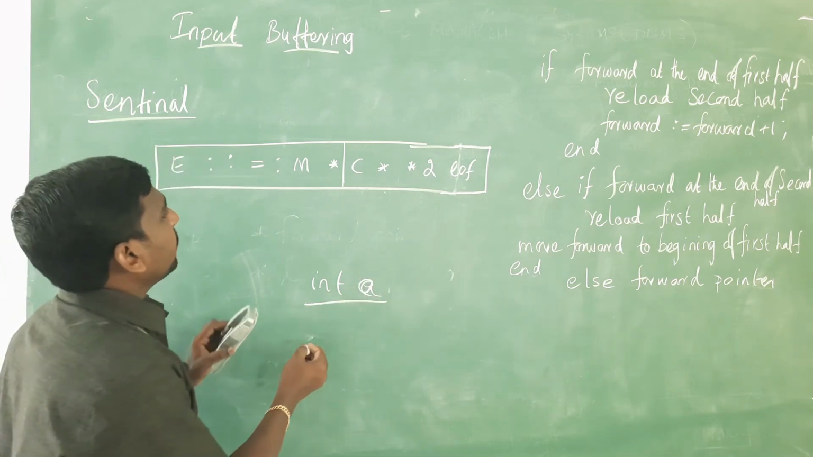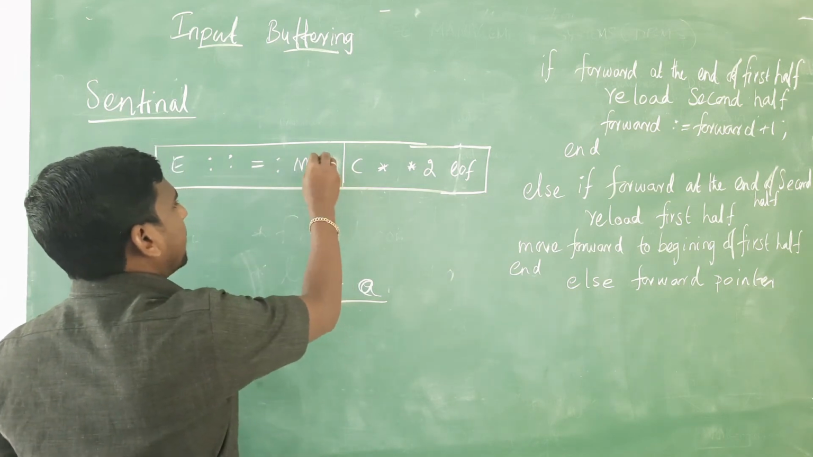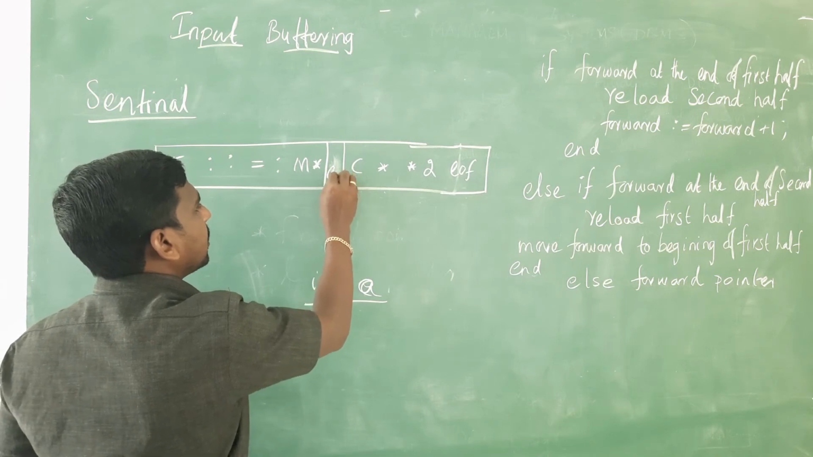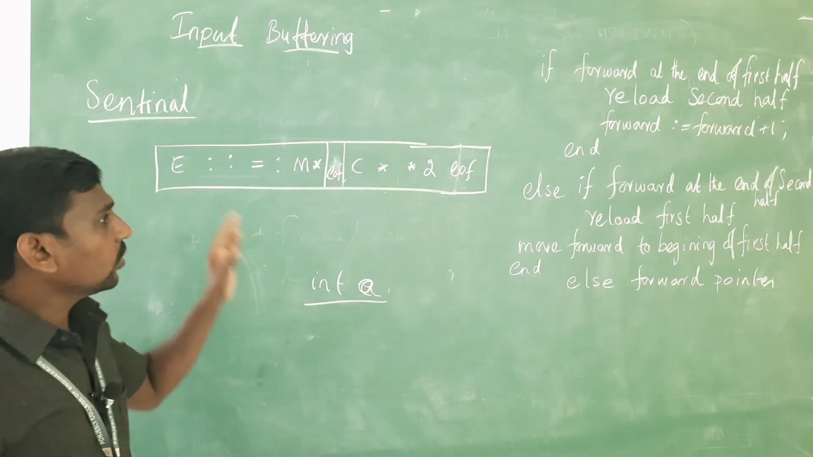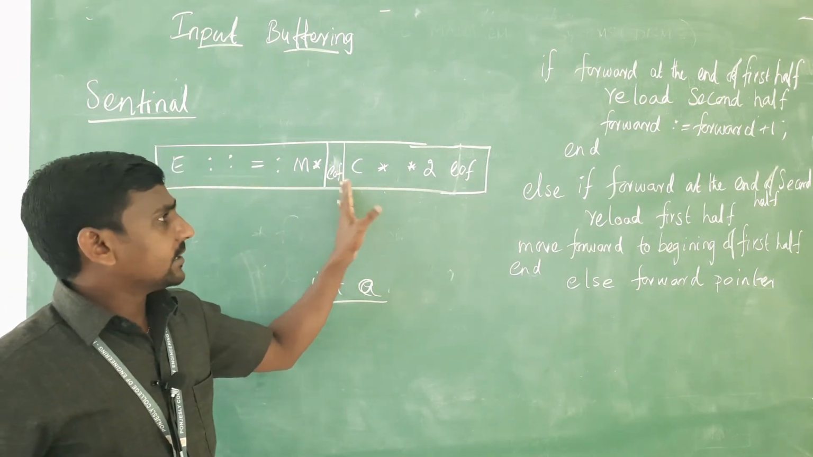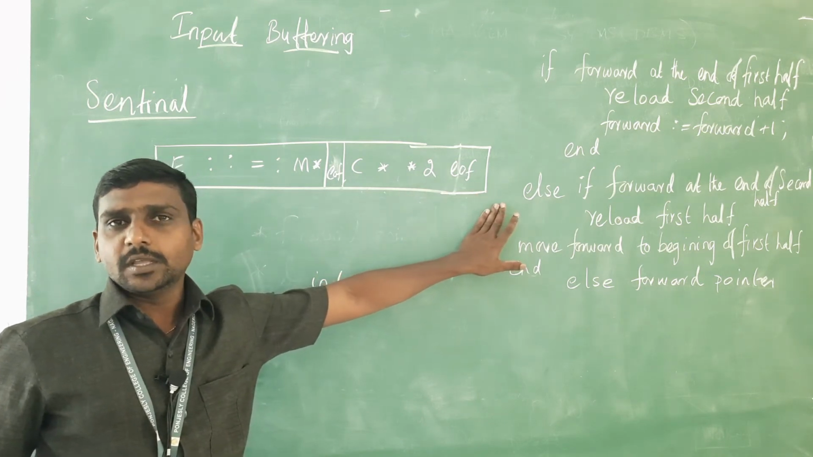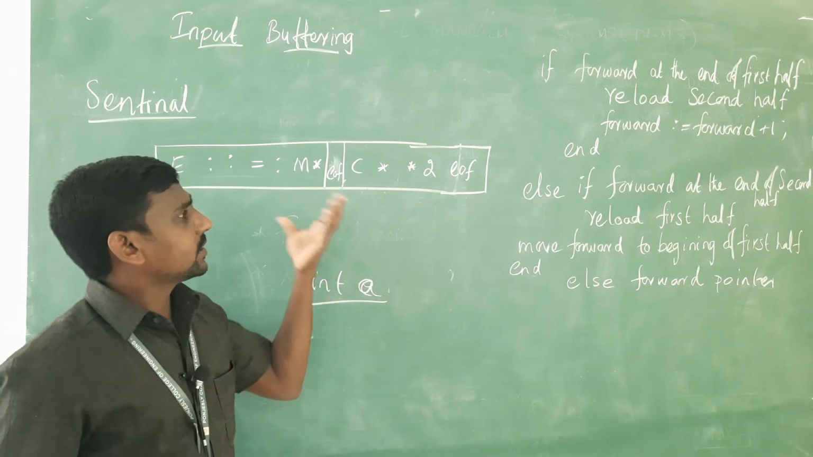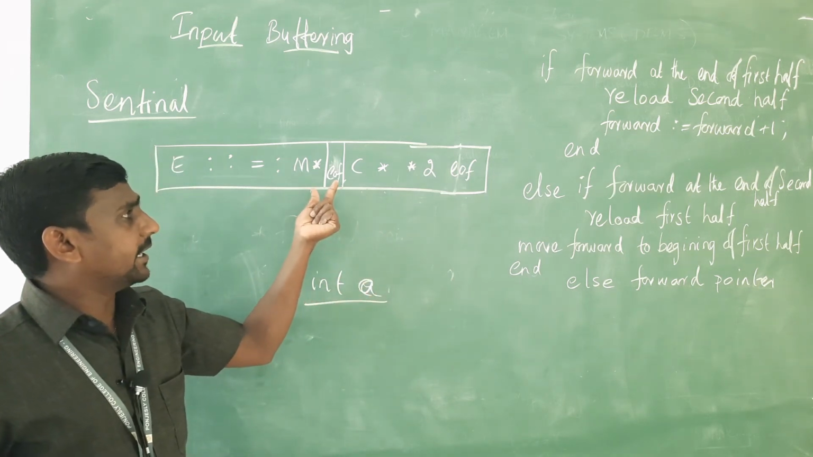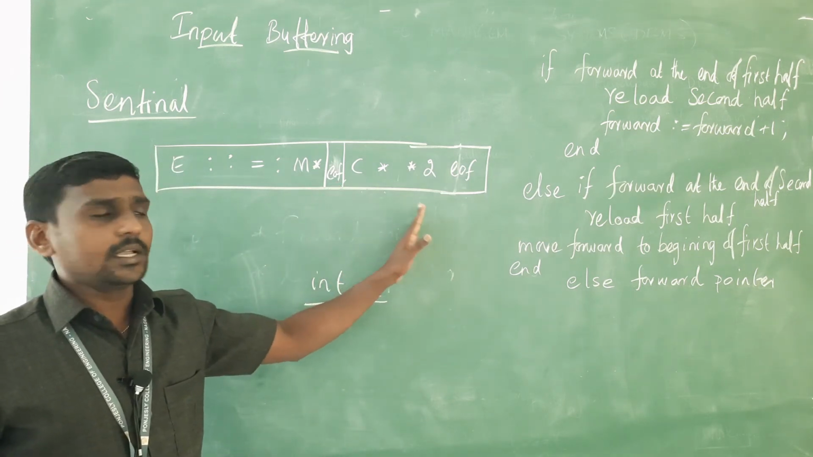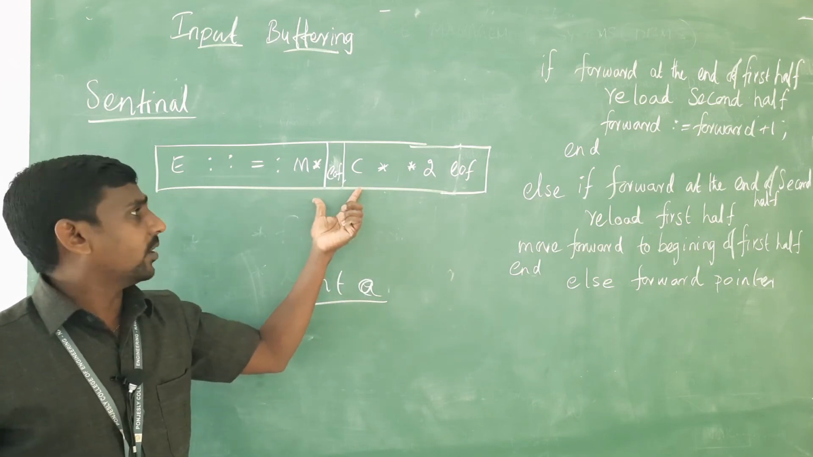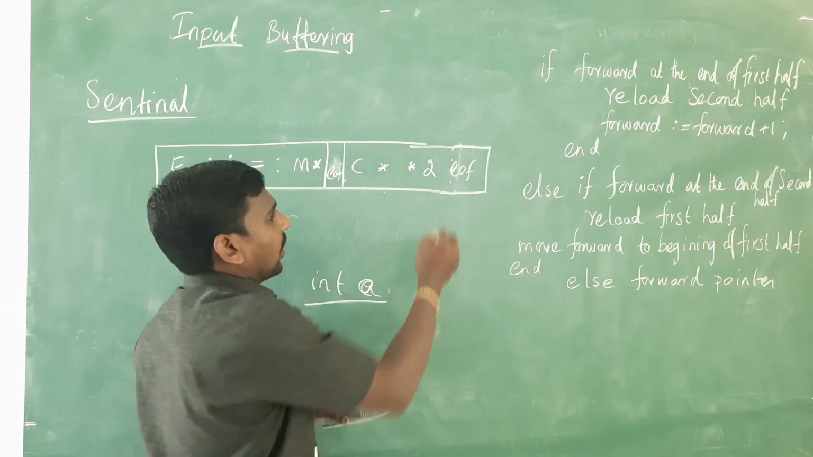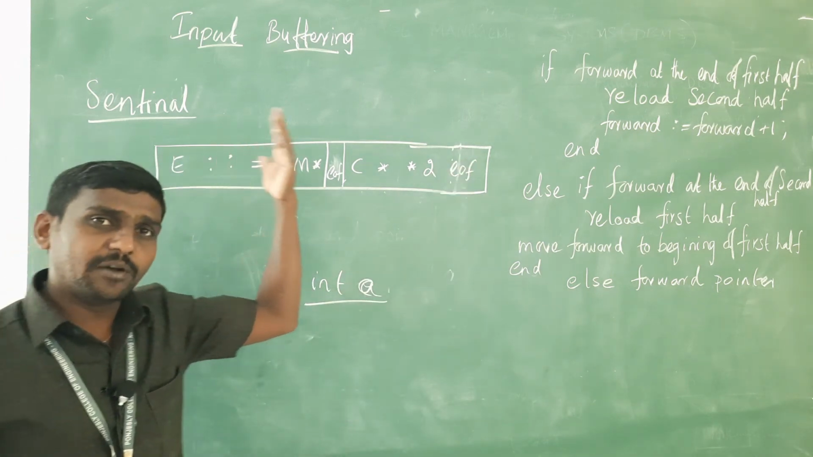So what we are going to do is use EOF at both buffers. In the first half also we use end of buffer, in the second half also we use end of buffer. So what is the advantage of using sentinels over the buffer pair?